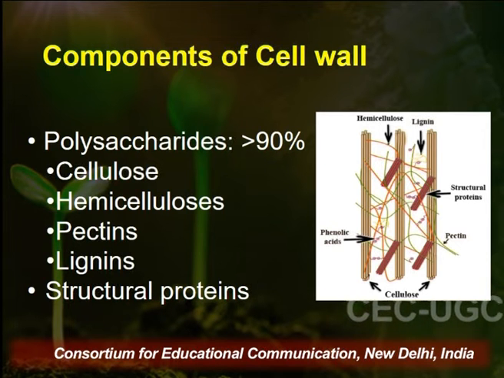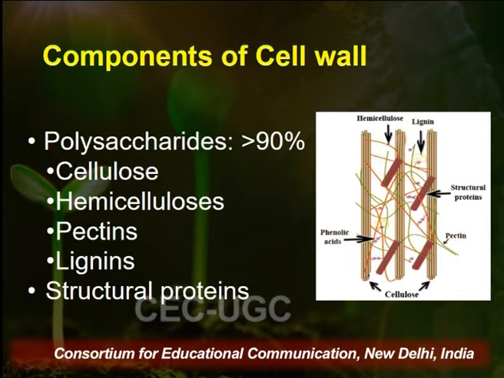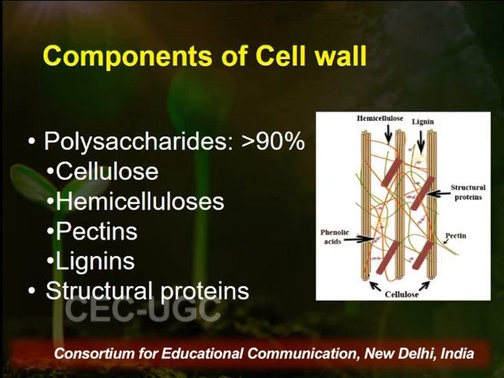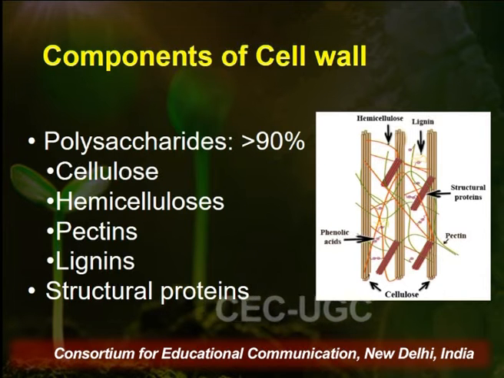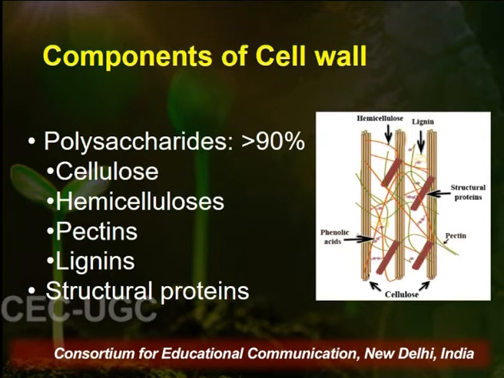Now, if we look into the structure of the cell wall, you will see that all these components are cross-linked with each other, and this is the beauty of nature, wherein the cross-linking of all these different components provides the required strength to the cell wall in order to protect the cell. Now, we will discuss each and every component of the cell wall.